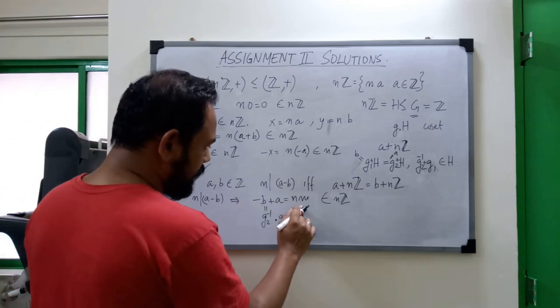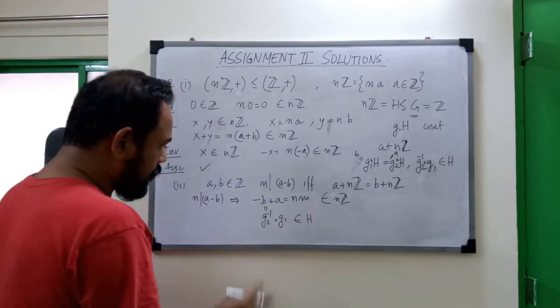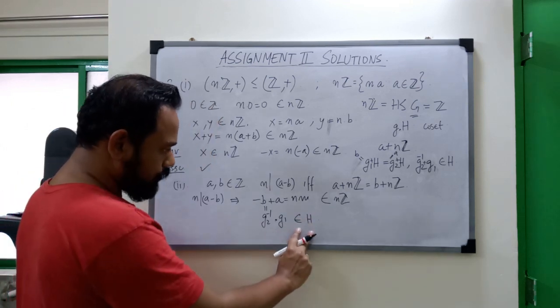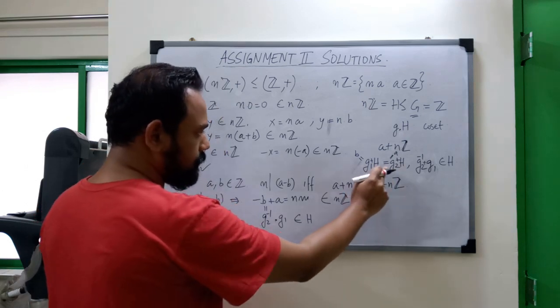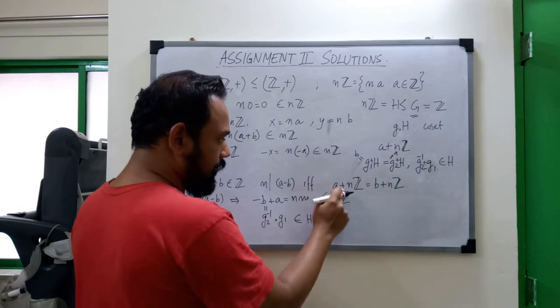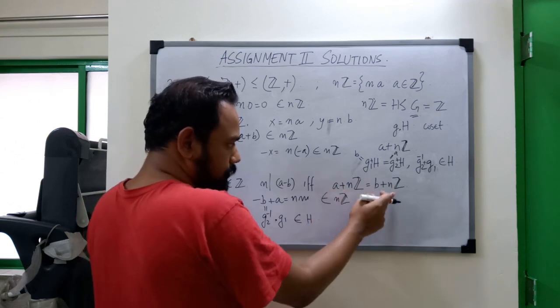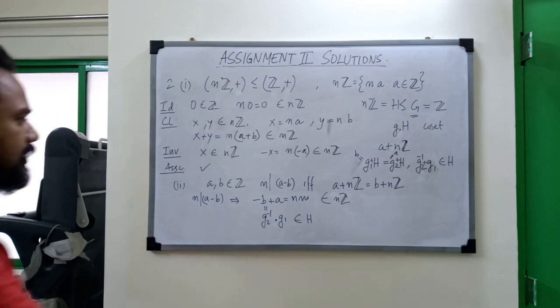And because this is an element of H, therefore the two cosets by G1 and G2 must be the same, and these are the two cosets by A and B, which are G1 and G2 respectively, and so therefore this is true. Okay, I hope that's clear.